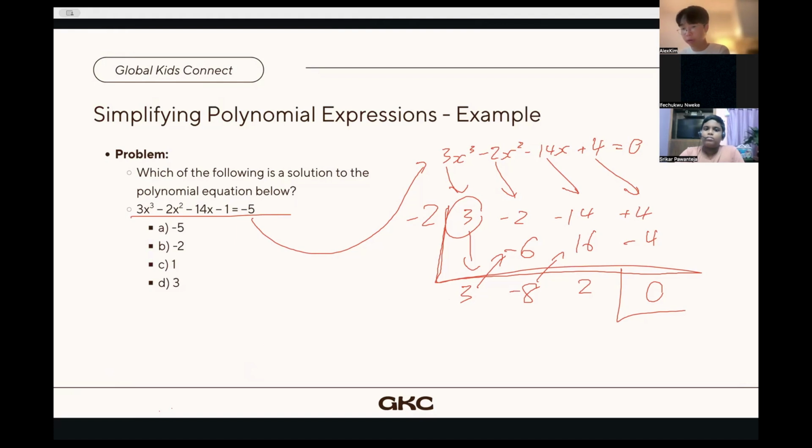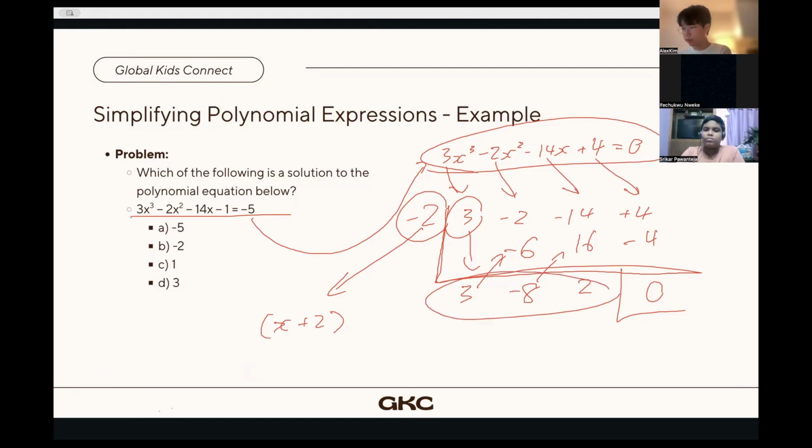So once we get a remainder of 0, what this means is that we can divide our original polynomial up here by the linear equation x plus 2. Remember, it has to be plus 2 because this -2 represents the value we plug in for x so that we get a 0 value. And so if we divide by x plus 2, then we get a simplified polynomial of 3x to the power of 2 minus 8x plus 2.